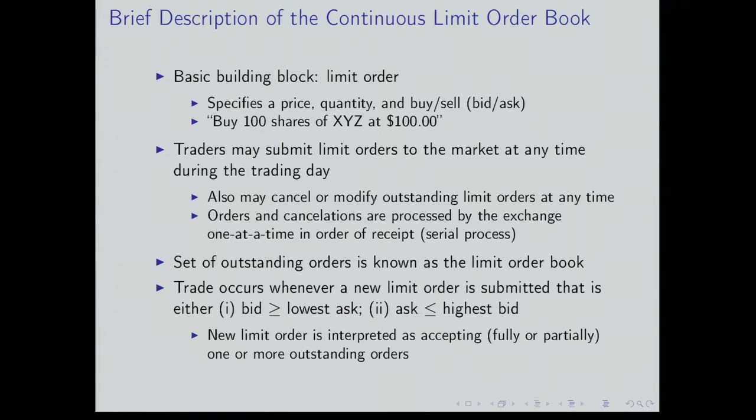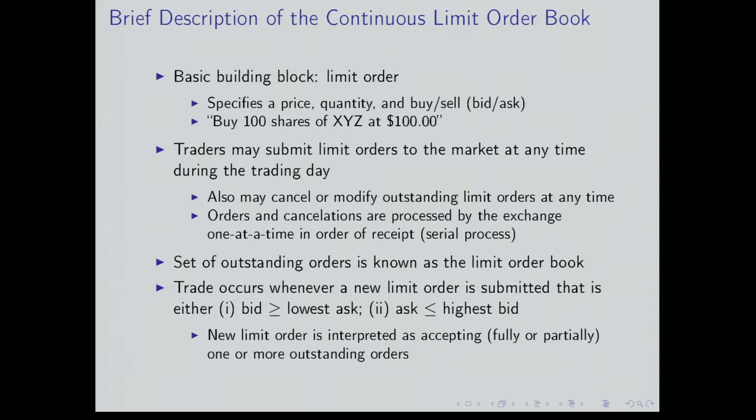Market participants can submit limit orders at any moment in time during the day, and can also cancel or modify outstanding limit orders at any time during the day. These messages sent to the exchange, so new orders and cancellations of existing orders, are processed in continuous time, serially, in order of receipt. It's a serial process. The set of orders outstanding at any moment in time, so offers to buy, which are called bids, and offers to sell, which are called asks, is sometimes known as the limit order book.